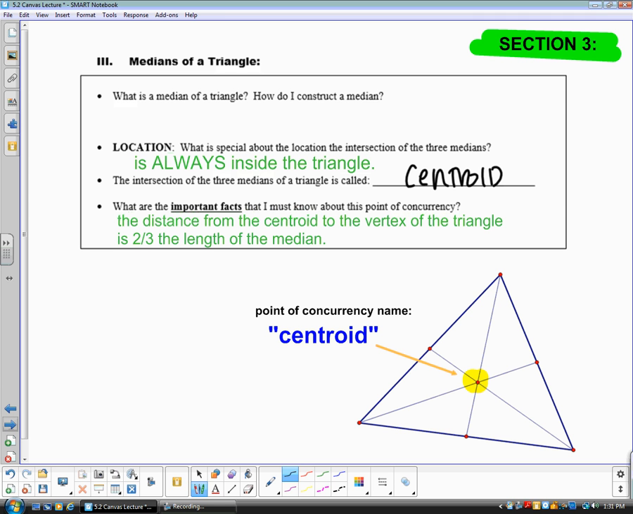What are some important facts? We're actually going to be doing an investigation about this. The distance from the centroid to the vertex, so this larger distance right here from the vertex to the centroid, that's going to be 2/3 the whole median that you can draw. If you need to pause the video, please feel free to do so.